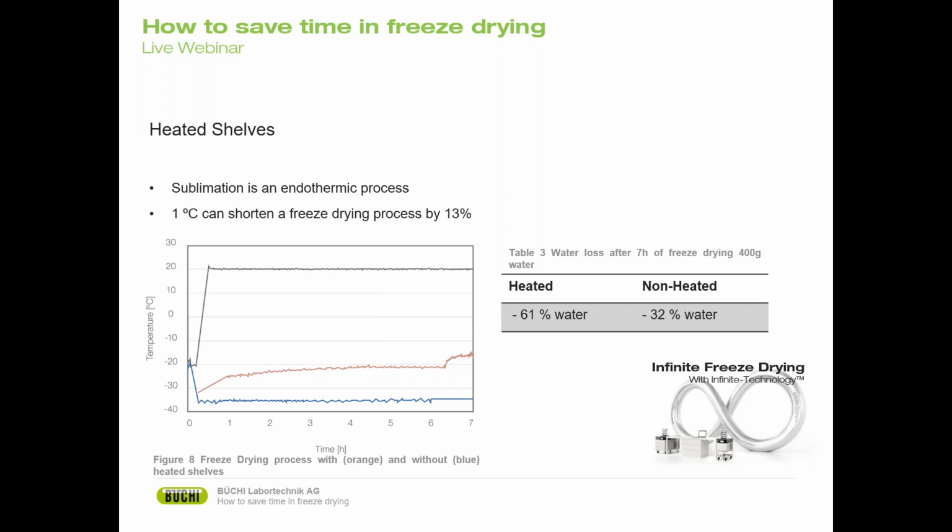In figure 8, you can see an experiment with heated shelves at 20 degrees and not heated shelves. The orange line shows a sample on heated shelves, the blue line on non-heated shelves. In 7 hours, we could see that double the amount could be sublimated when we supplied heat. So this is a way to really save a lot of time in your freeze drying process.